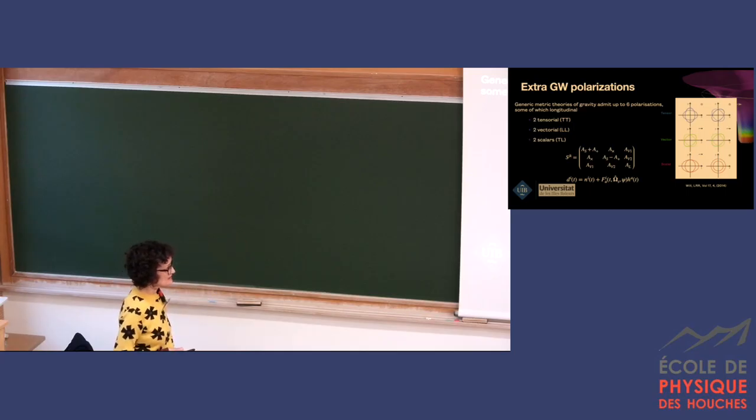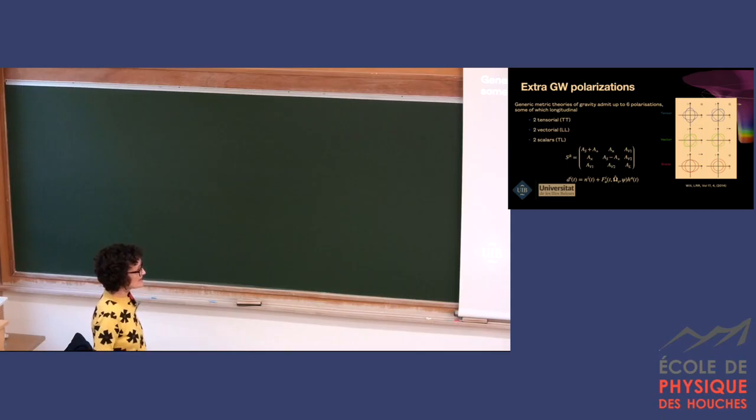But then in more generic theories, we also have vector and scalar polarizations. And some of these are not transverse, in fact. Some of these are longitudinal. And you can see this because, here, for instance, you have the x-z axis, y-z axis. Another way to see it is from this matrix here, where you see that you have some vectorial polarizations here. And you also have scalar polarizations, one of which is transverse and the other not.